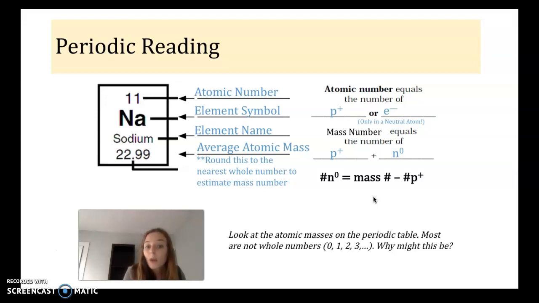So the reason why these are not whole numbers is because we're talking about the average atomic mass. So the different atoms actually have a different mass, but then we can take the average of the atomic mass, which then of course gives us a non-whole number.